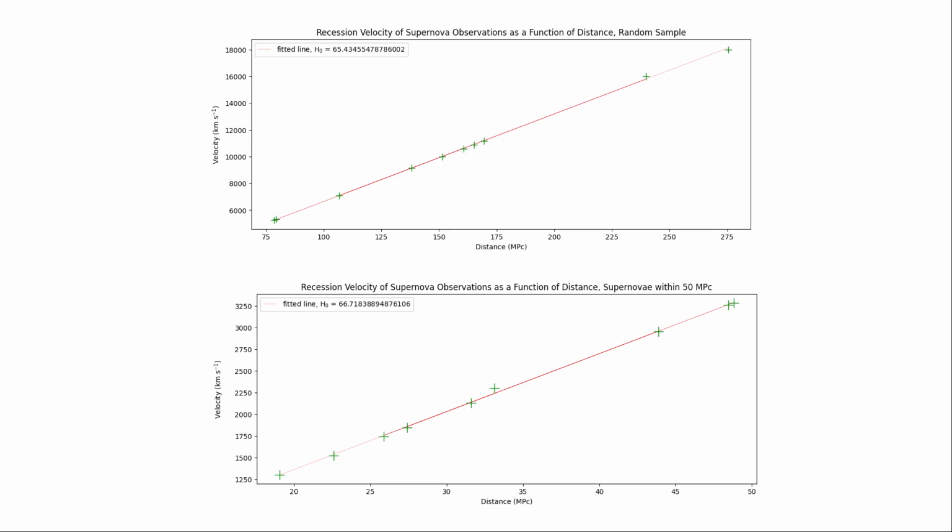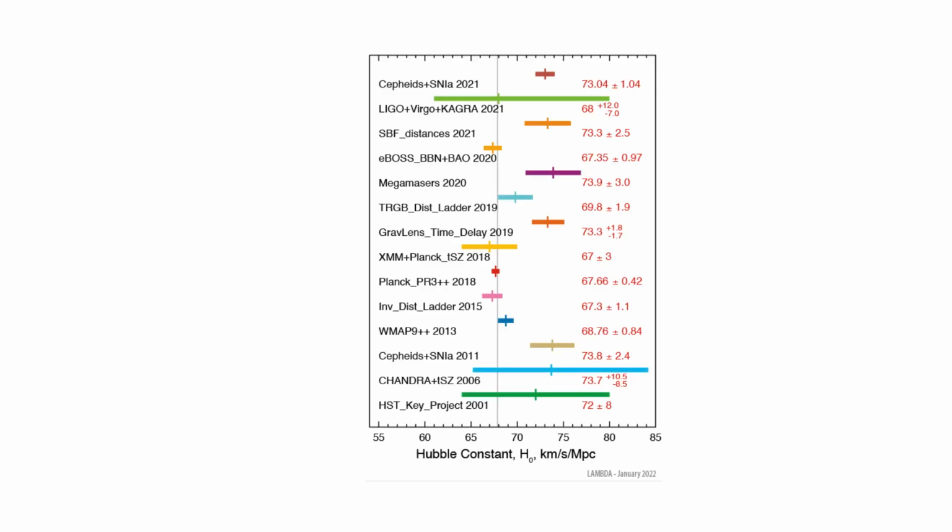Comparing the two datasets and their corresponding values of H0 side by side, I made the conclusion that this evidence supported the hypothesis of locality. The value for H0 that I calculated from the local sample, about 66.718 kilometers per second per megaparsec to about 5 significant figures, was what I expected to be closest to reality.